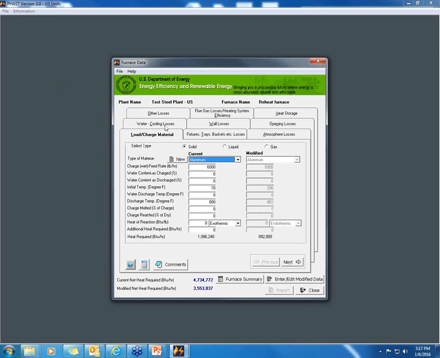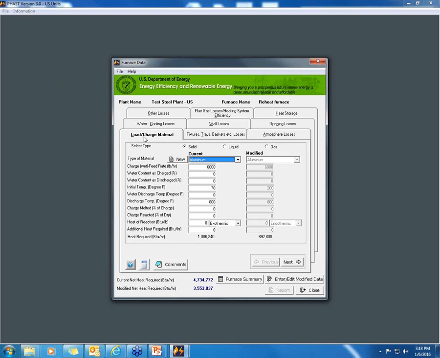Basically, the idea here is you use the data collection form to collect whatever data is needed to do these calculations, and you come back and start entering this data one by one. So you have current operation, you have modified operation, you enter data, and then you basically quantify different types of losses.